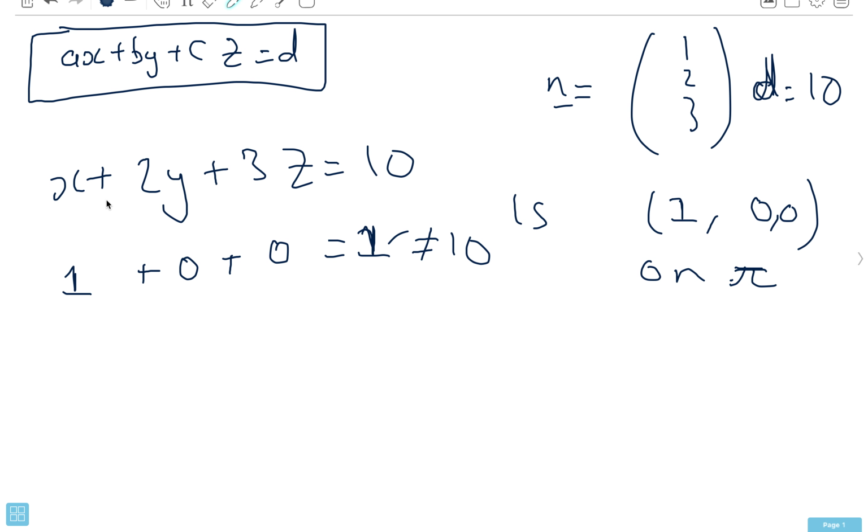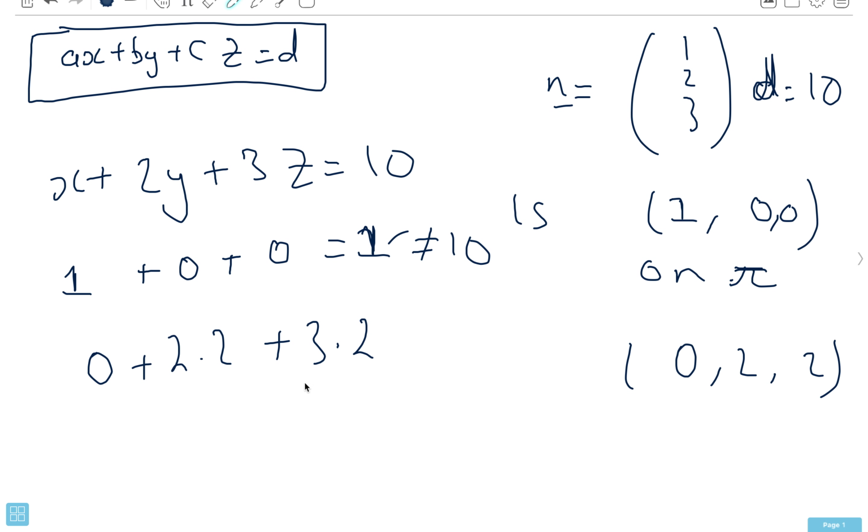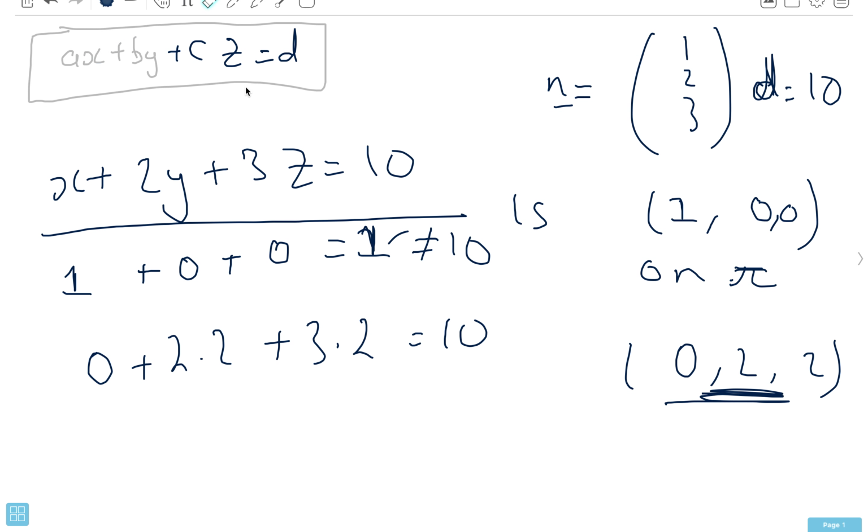Now, let's see. Is the point 0, 2, 2 on the plane? Okay, so x is 0, so 0 plus 2 times 2 plus 3 times 2. 2 times 2 is 4, 3 times 2 is 6, and that equals 10. So this point is on this plane. Do you see how we can use this equation now?